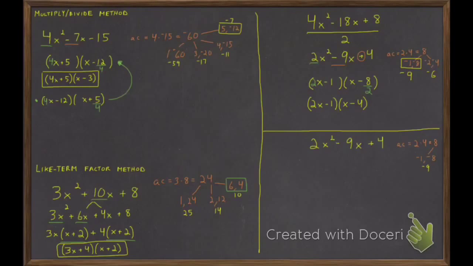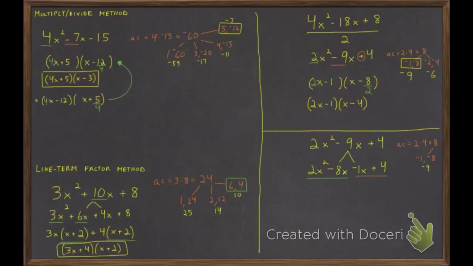But in the like term factoring method, we want to split up that negative 9x into its like terms. And what are its like terms? It's a negative 8x and a negative 1x. See how we just split those up? We bring down that 4 and we bring down the 2x squared. Now, once we get to this step, we're looking for things that these terms have in common.